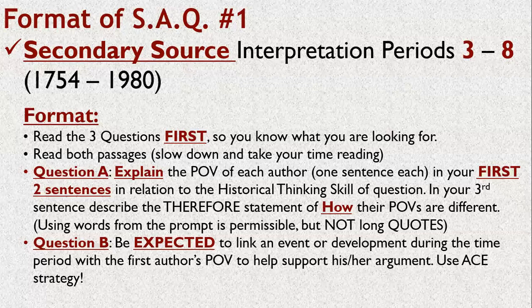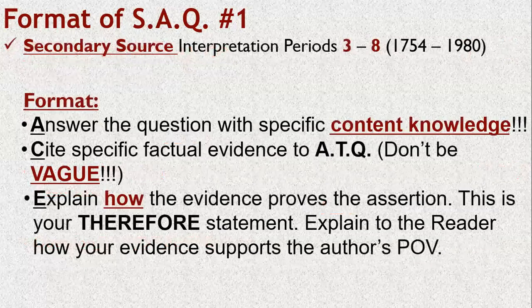Okay. Then you get to question B. Question B and question C, you are going to be expected to link an event or development during the time period with the first author. So that's what B is going to ask you. And they're going to give you a time period. And this is where we're going to use the A strategy. When you use the A strategy, you are actually going to answer the question with specific content knowledge. That's the A. So give me an answer.